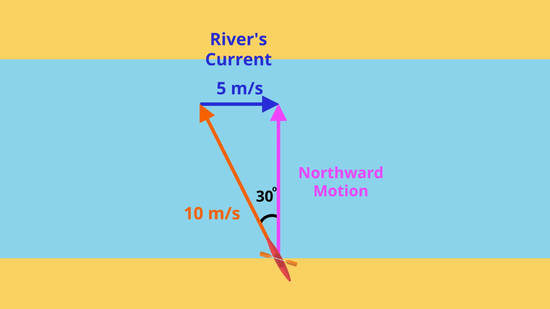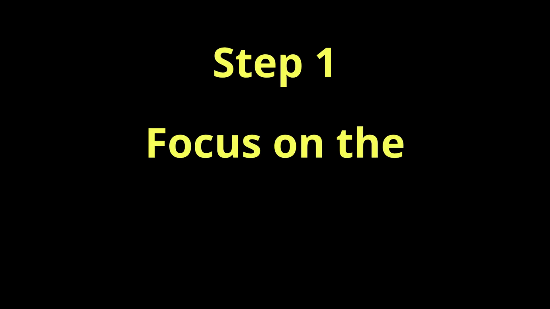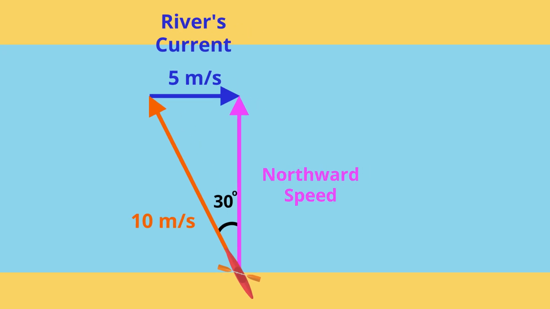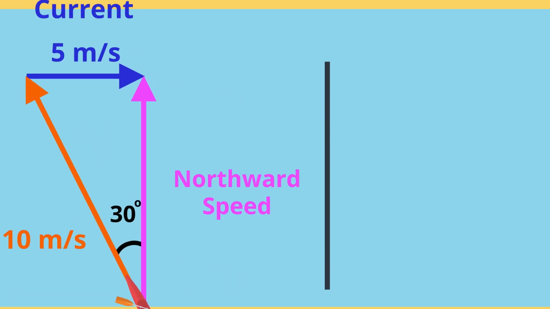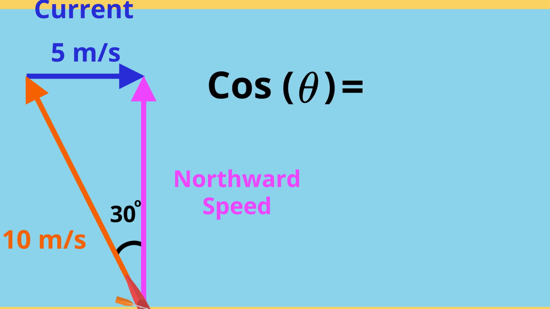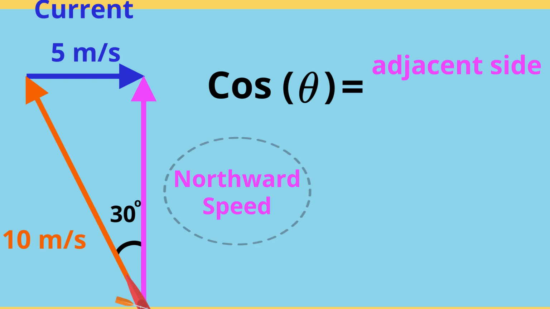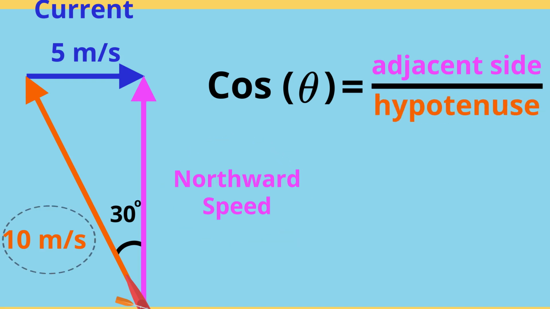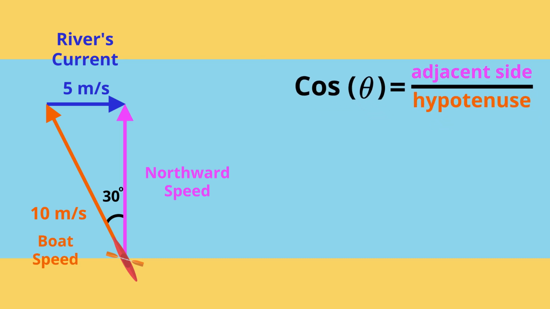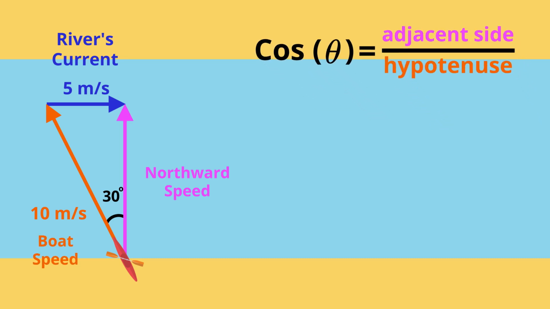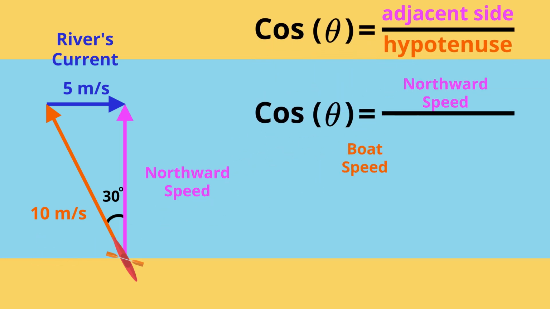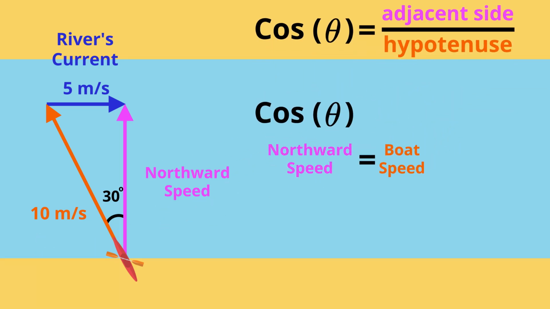Part 2. Time to cross the river. Now that we know the direction, let's figure out how long it will take to cross the river. Step 1. Focus on the northward speed. Only the northward part of the boat's speed moves you across the river. To find this, we use the cosine function, which relates the adjacent side, northward speed, to the hypotenuse, total boat speed. The formula is cosine of theta equals adjacent divided by hypotenuse. Rearranging to find the northward speed: northward speed equals boat speed multiplied by the cosine of theta.